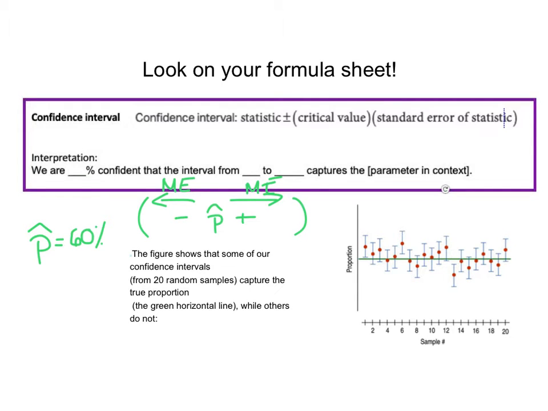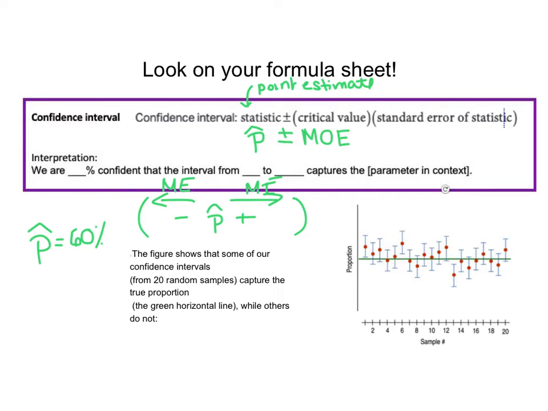If you look on your formula sheet, this formula is given. It says a confidence interval is equal to your statistic. We're talking proportions, so that's my p-hat, also sometimes called your point estimate. Remember, p-hat estimates p, x-bar estimates mu, and then you add and subtract your margin of error. I'll just write MOE for margin of error. This margin of error is equal to our critical value times the standard error of our statistic.